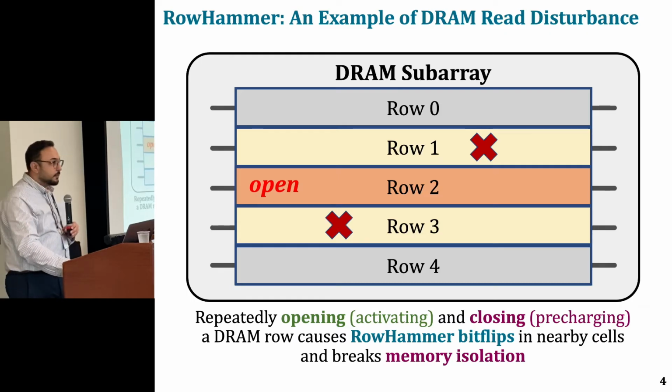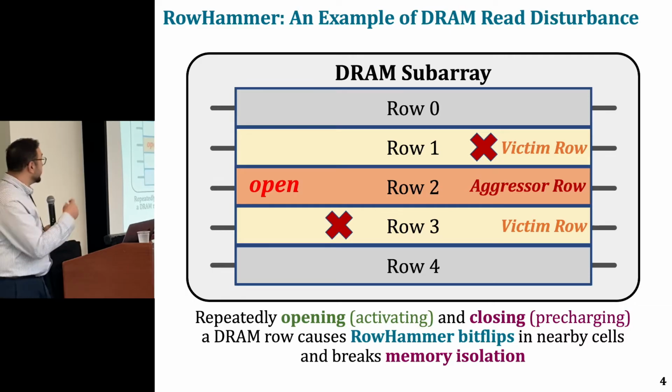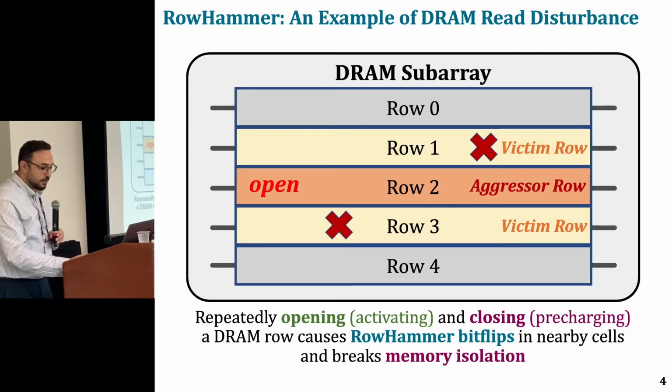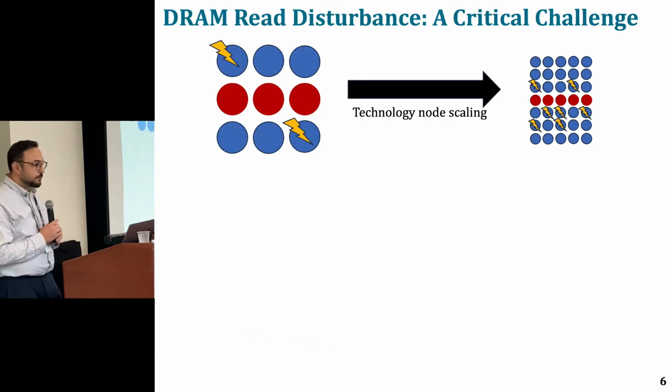RowHammer is a primary example of DRAM read disturbance. Here, the row that we keep opening and closing, or hammering, is called the aggressor row, and the rows that are affected are called victim rows. A simple way of avoiding bit flips is to perform an operation called refresh on the potential victim rows, and you avoid bit flips. But you need to do it before the bit flips occur, of course.